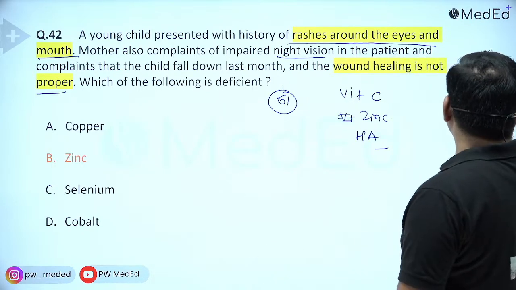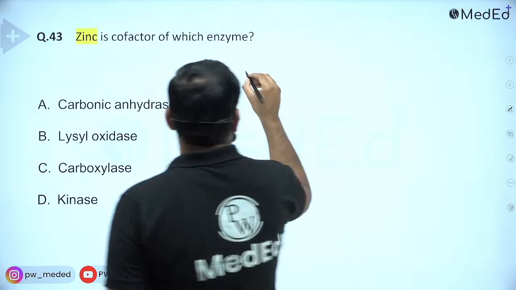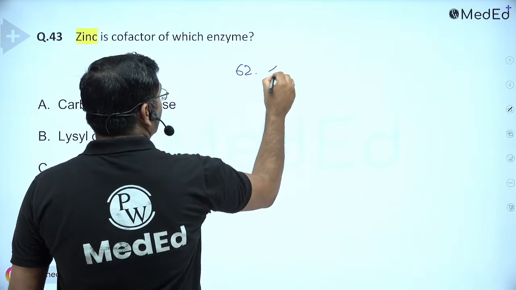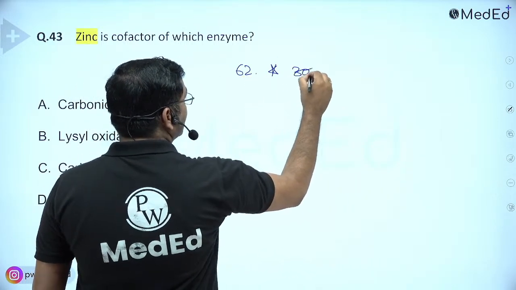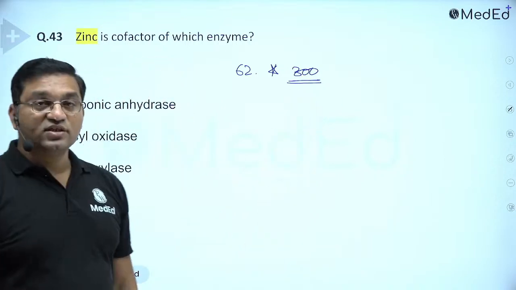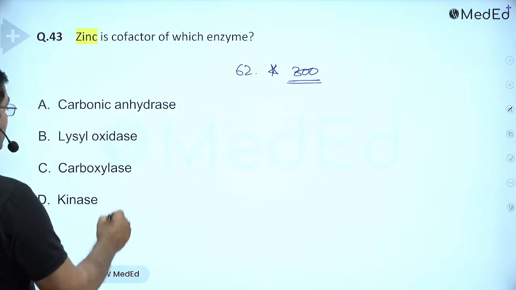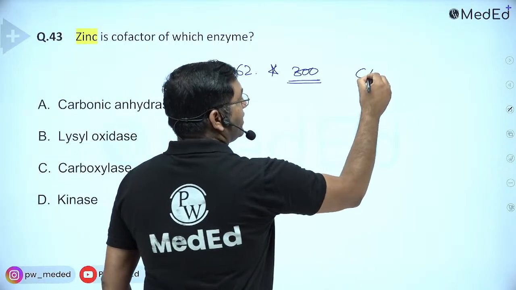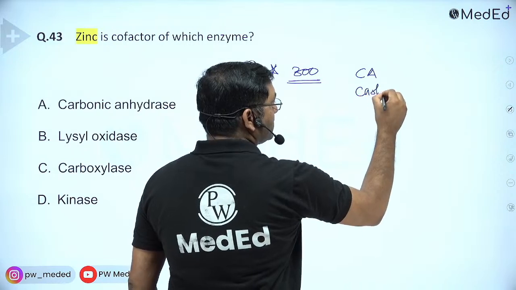Okay, 61. Now the point number 62. This is very, very important. It is a coenzyme, a cofactor, in more than 300 enzymes, particularly carbonic anhydrase and carboxypeptidase. These are the important ones.